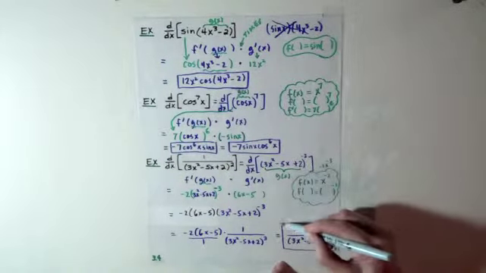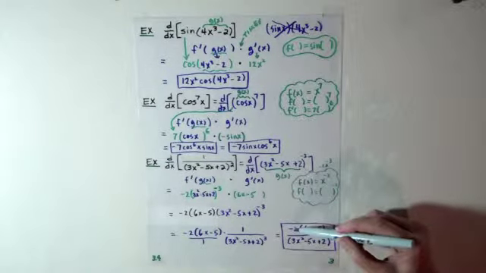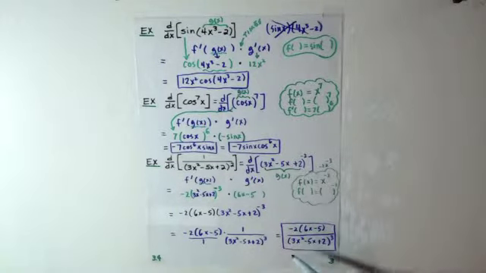Sometimes the numerator will get multiplied out if it's easy to do so. So you could also write this as negative 12x plus 10 in the numerator, all divided by this stuff to the third power. That would be fine as well.